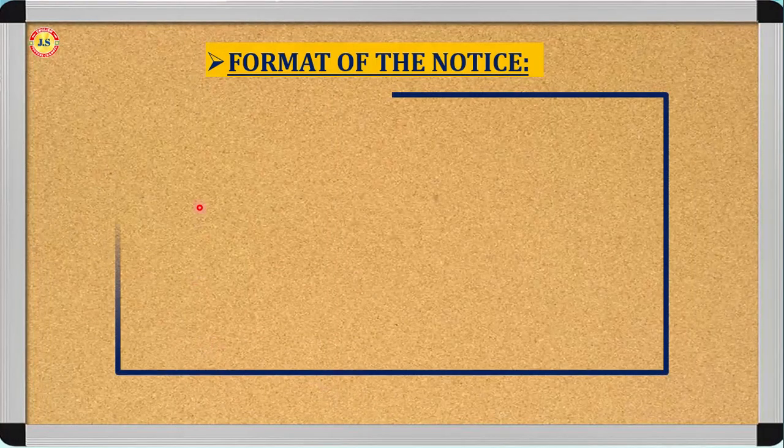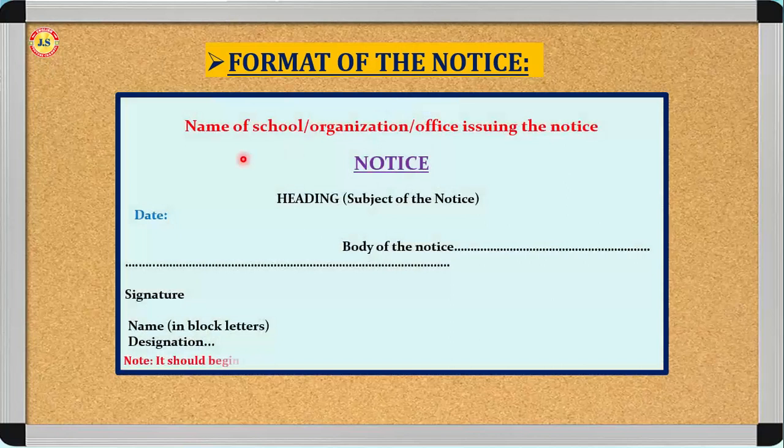Now let us discuss the format of the notice. As we discussed in the previous slide, the very first one is the name of the school or organization or office which is issuing the notice. And after that, we should write NOTICE in capital letters. And here, the heading, the subject of the notice. Then on the left side you should write the date, and here the body of the notice is to be written, and proper details should be added in this body of the notice. Then here, signature and name with designation should be written in capital letters.